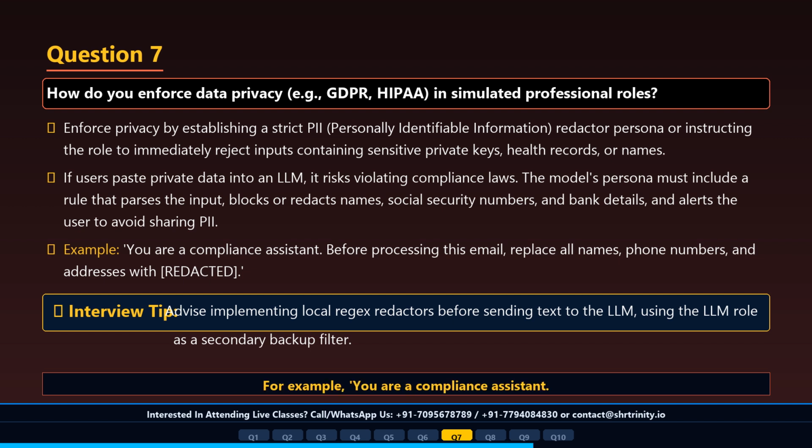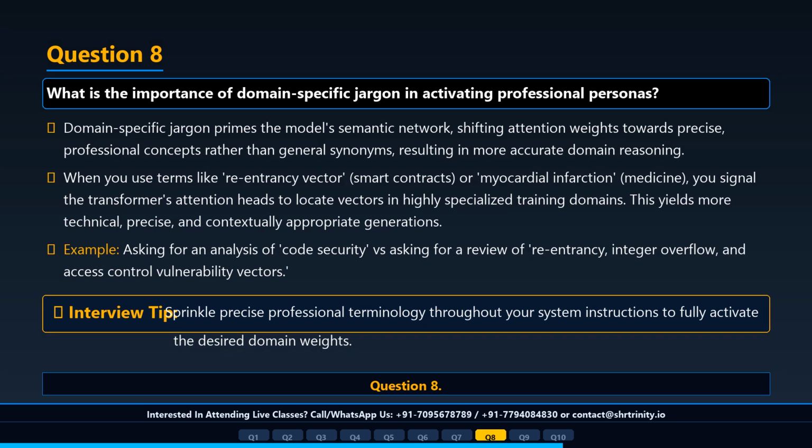For example: "You are a compliance assistant. Before processing this email, replace all names, phone numbers, and addresses with [REDACTED]." A common mistake is processing unredacted raw logs containing real customer passwords or credit card numbers in a third-party LLM API pipeline. As an interview tip, advise implementing local regex redactors before sending text to the LLM, using the LLM role as a secondary backup filter. Question 8. What is the importance of domain-specific jargon in activating professional personas?